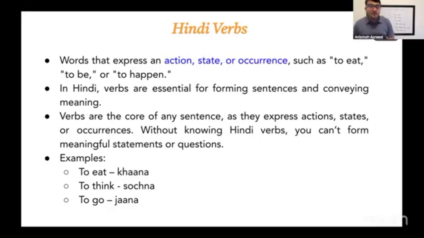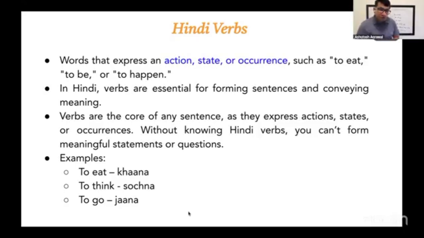Examples are like to eat, when you want to express that I eat, okay, or I think, okay, or I go to the shopping mall. When you want to describe that you do something, you will end up using these action verbs.